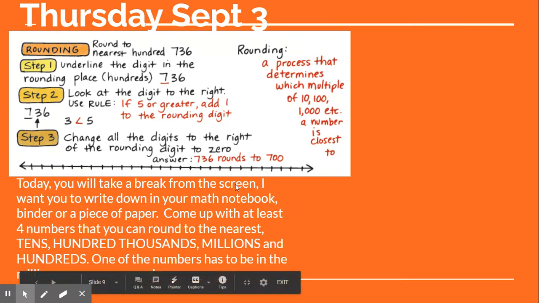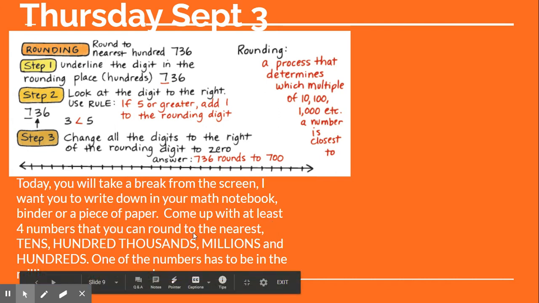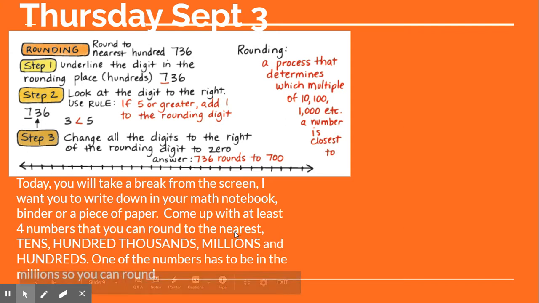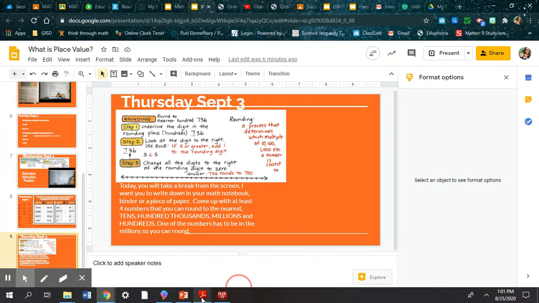Today you will take a break from the screen. I want you to write down in your math notebook, in your binder, or just on a sheet of paper if you have a sheet of paper. And I want you to come up with at least 4 numbers that you can round. Okay, so I want you to round 4 numbers, right? Either to the tens, hundreds, thousands, hundred thousands, or millions. And keep in mind that one of those numbers has to be at least in the millions so that you can round it up, right? So I'm going to show you what that looks like.